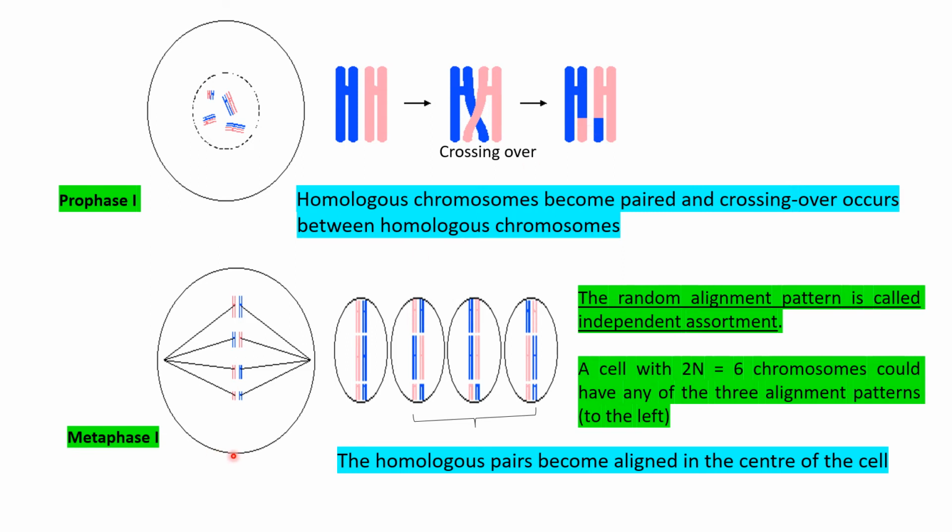In metaphase 1, the homologous paired chromosomes become aligned at the center of the cell. This random alignment pattern is what is called independent assortment. Now, a cell with 2n equals 6 chromosomes, like we have here, could have any of the three alignment patterns shown. The alignment following crossing over could be like this, or like this.